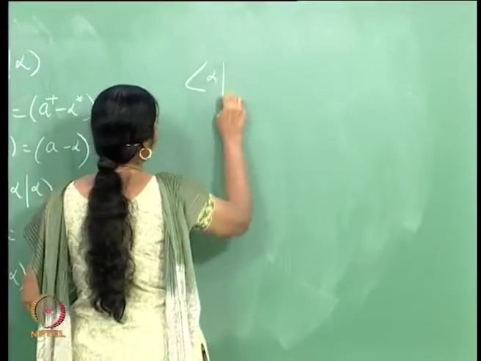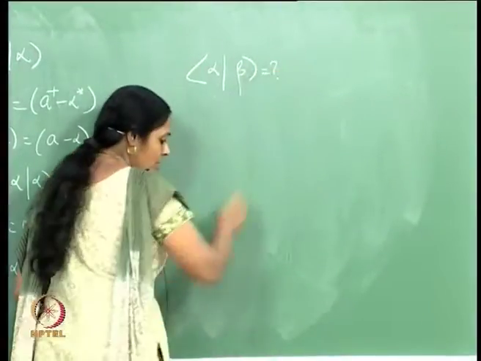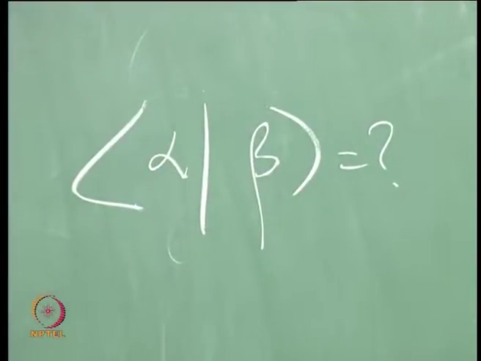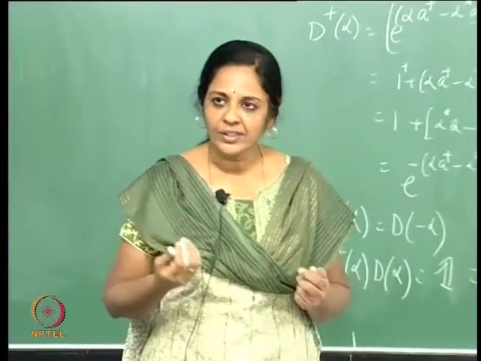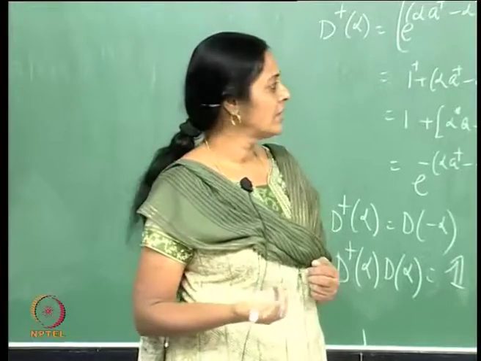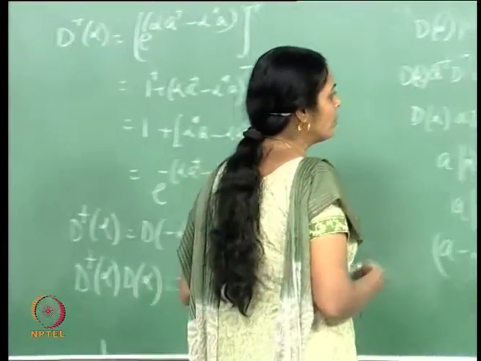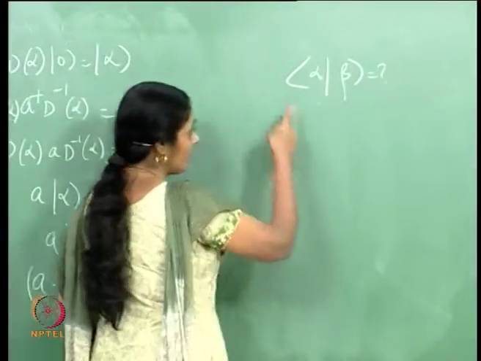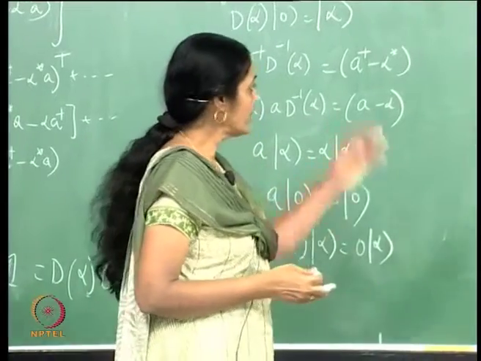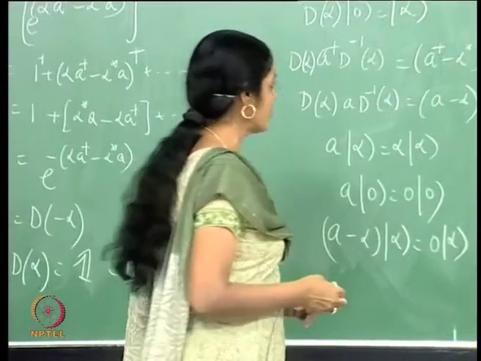In particular, what is this object? Now, alpha is a label for a coherent state, and alpha can be any complex number. So, if I take two coherent states, one of them with the label alpha and the other with the label beta, then what is the inner product of alpha with beta? If they are orthogonal to each other, the answer would be 0, and if they are not, then I will have a non-zero value for the answer.